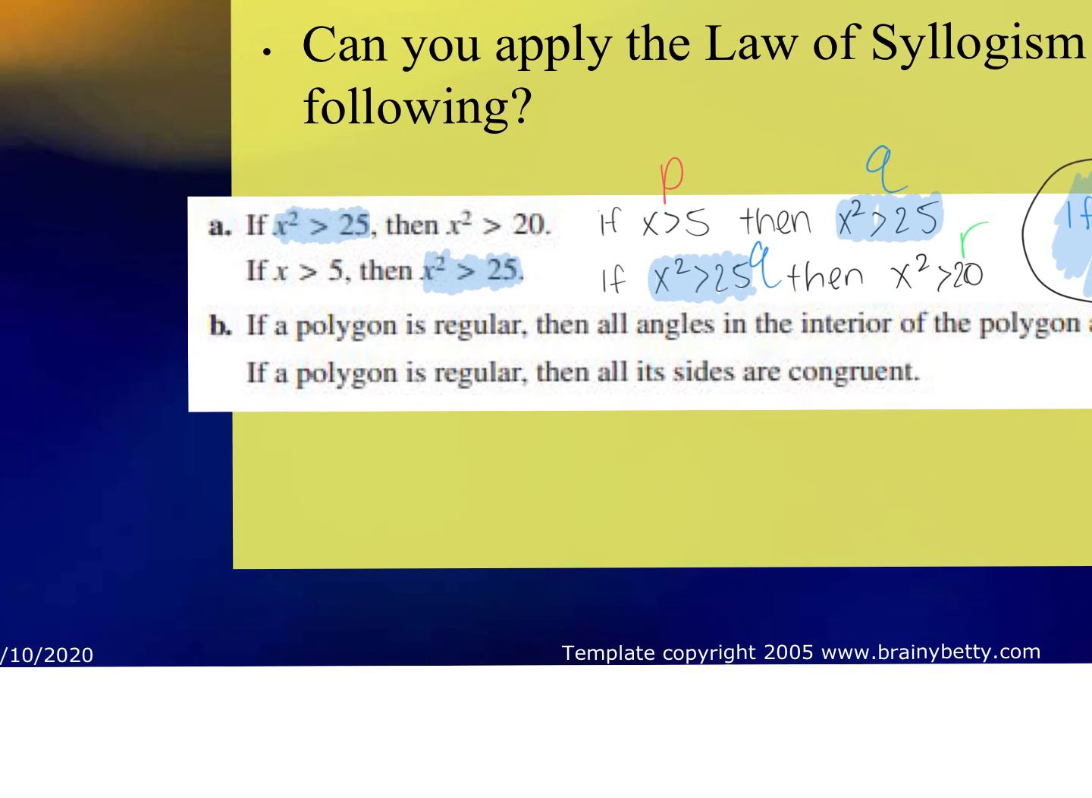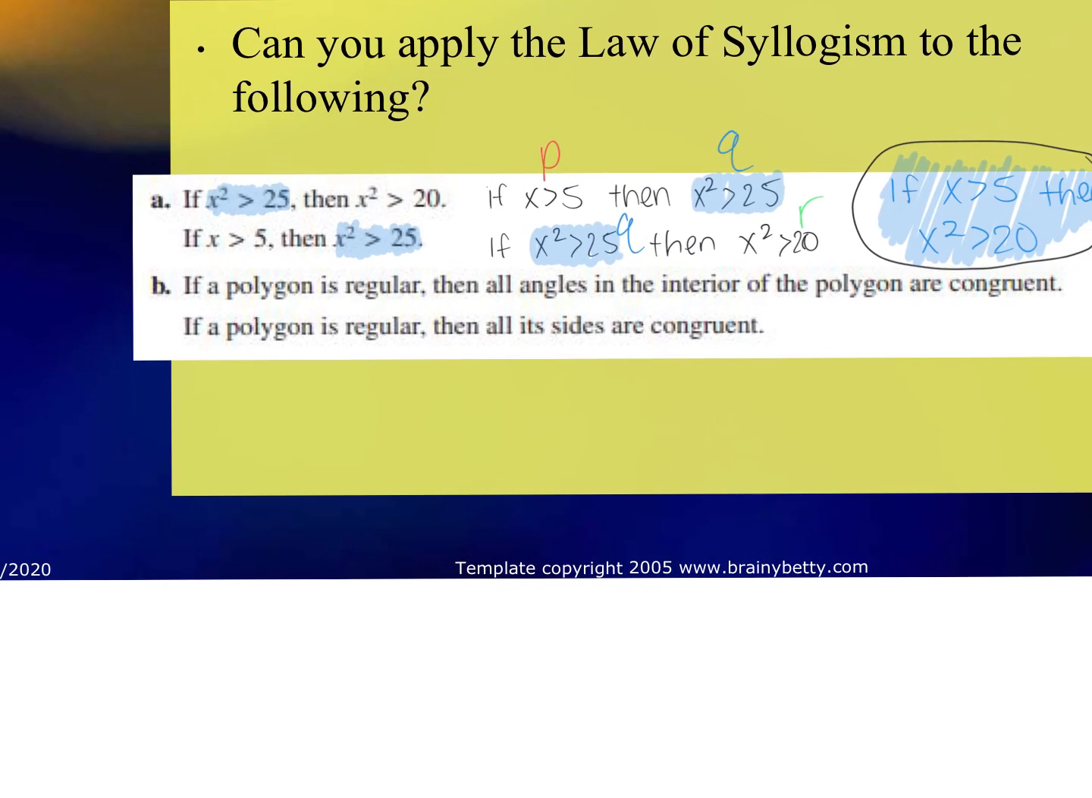Try the second one. So law of syllogism, look for the repeated section. What's the repeated statement, guys? German? A polygon is regular. Highlight it, guys. A polygon is regular.